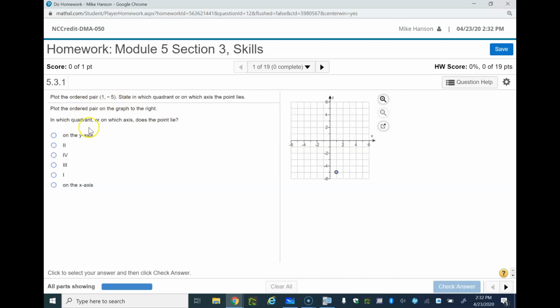Now, if you're trying to find the quadrant, you always start with the top right-hand corner, which is considered to be 1. This one is number 2. This is number 3, and this is number 4. So for this one here, because the ordered pair is in part 4, we'll click the 4. For this one here, it has to be on the y-axis. It's just wherever the point is. So again, 1, 2, 3, and then 4.